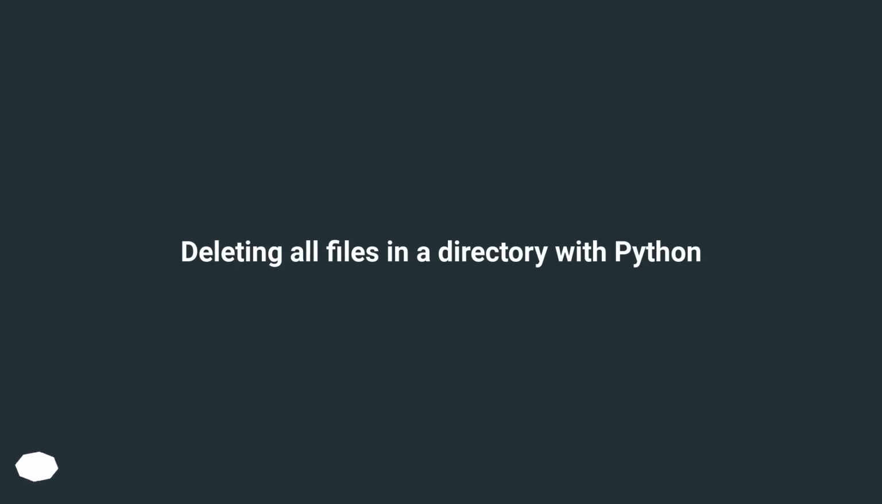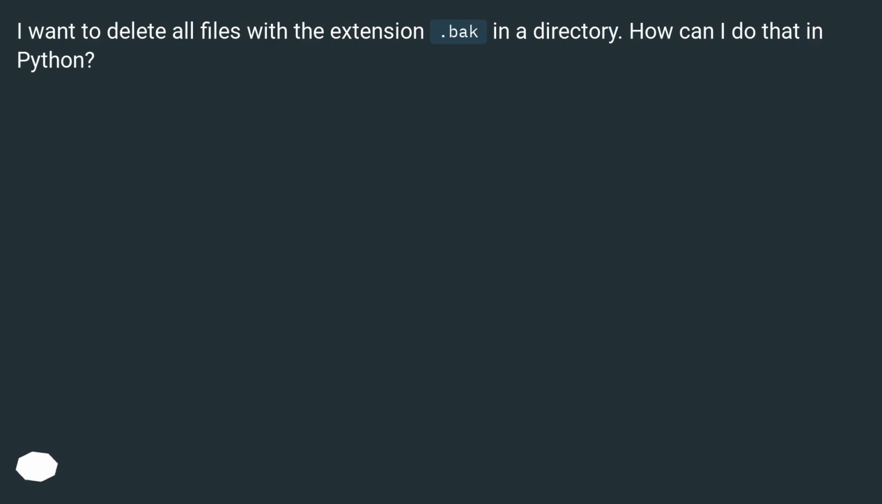Deleting all files in a directory with Python. I want to delete all files with the extension .back in a directory. How can I do that in Python?